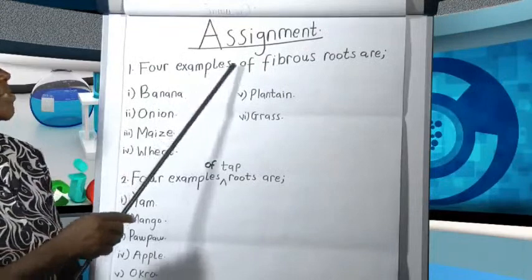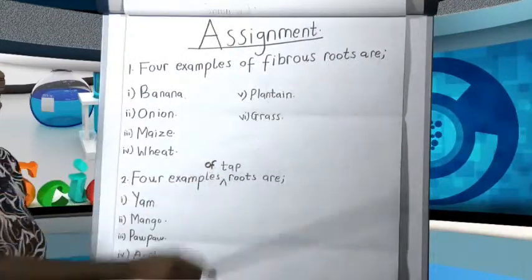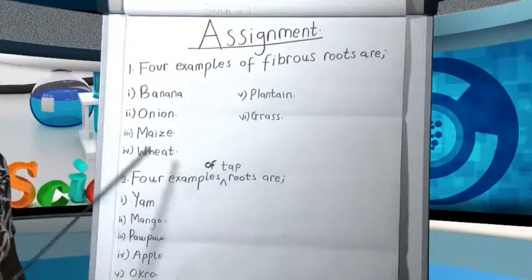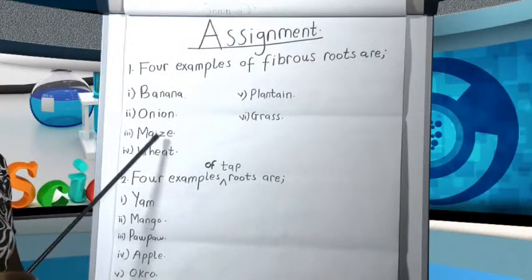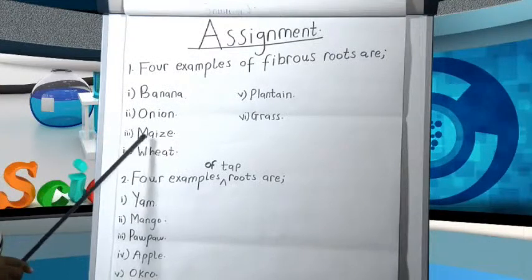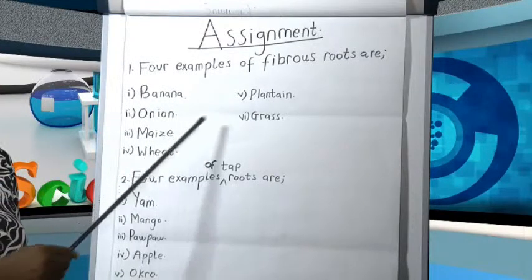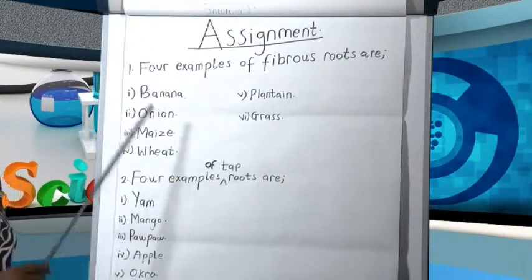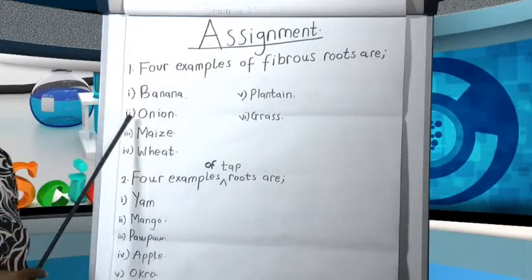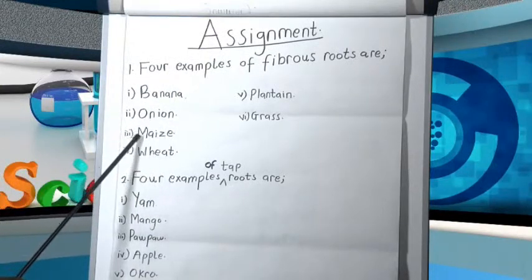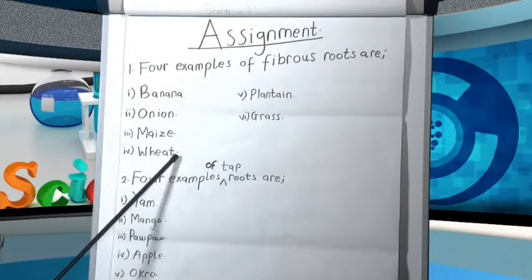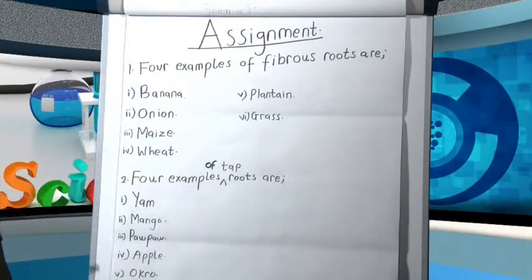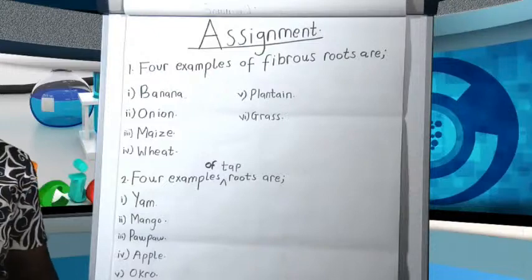Four examples of fibrous roots are banana, onion, maize, wheat, plantain, grass. So any four are correct.